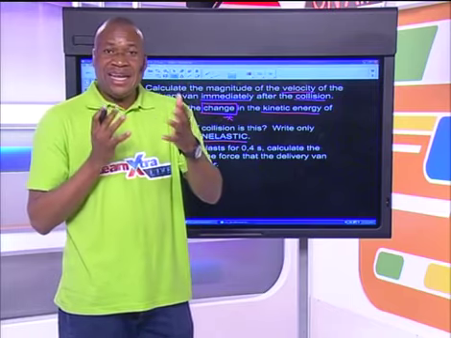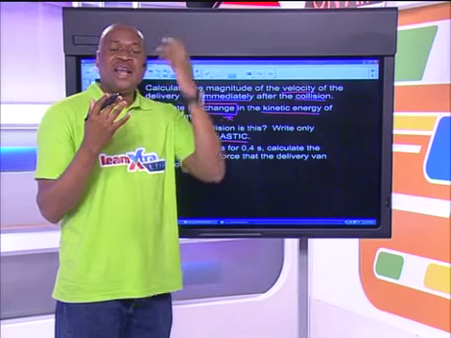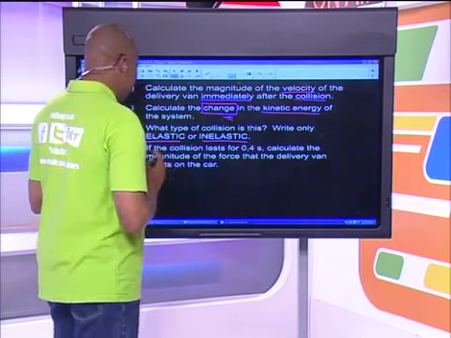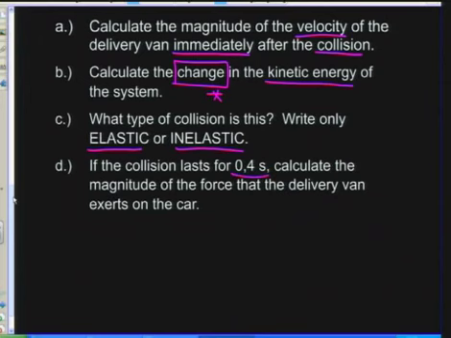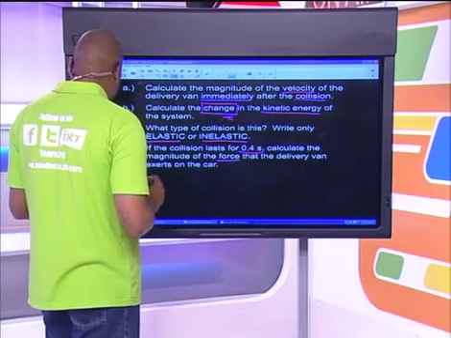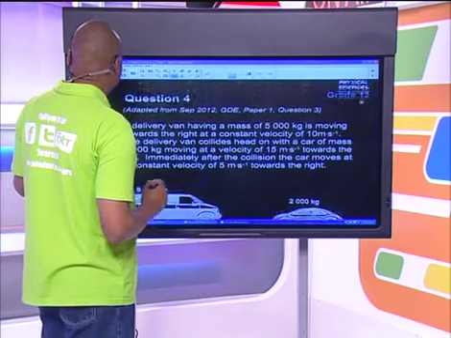So already the questions are leading me, when I approach this question, to what I must look for in the information that is given to me. If the collision lasts for 0.4 seconds, calculate the magnitude of the force that the delivery van exerts on the car. And of course here, I need to be talking impulse. I need to bring in F delta t equals m times (v final minus v initial) for that particular vehicle, which is the delivery van in this case. All right, now let's go back. So this is a tip that I am freely giving to you: read the questions first. They will lead you to what you should look for in the information so you can answer your questions brilliantly.